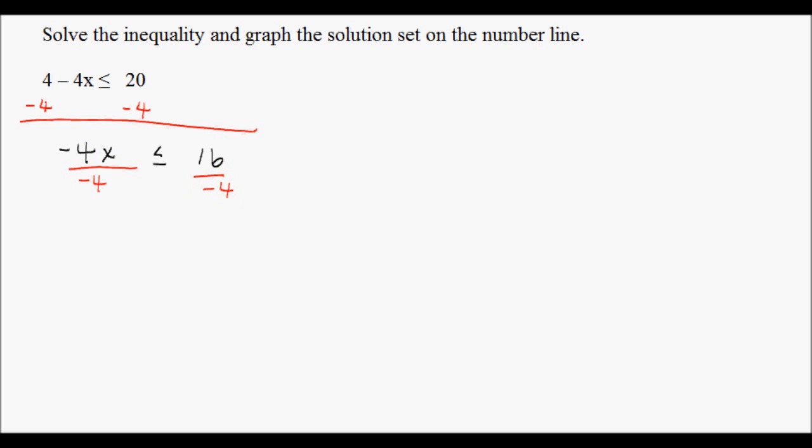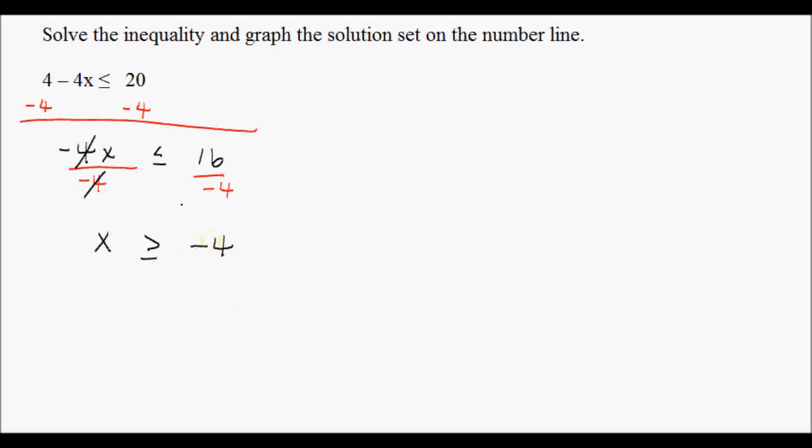Here's where we have to be careful. Anytime we divide or multiply both sides of an inequality by a negative number, we have to flip the direction of the inequality. So that means, since the negative 4's cancel, we have x is greater than or equal to, and 16 divided by negative 4 is negative 4.